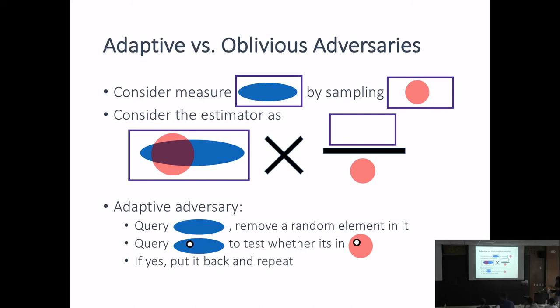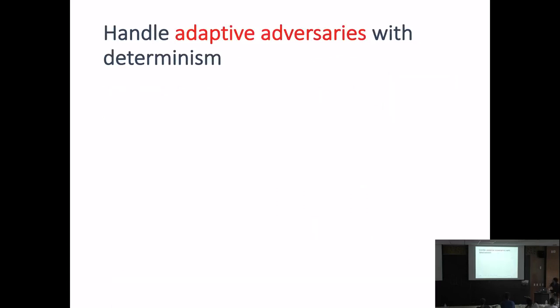So eventually, this adversary can get the whole red set, and at the end of the day, the estimation will be way off, because if we take the red set into this formula, we'll get a result which is the number of all elements. Right, so there'll be a pretty bad estimation. So we need to think about a way to handle this adaptive adversary.